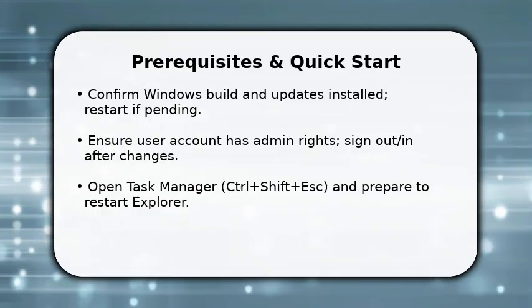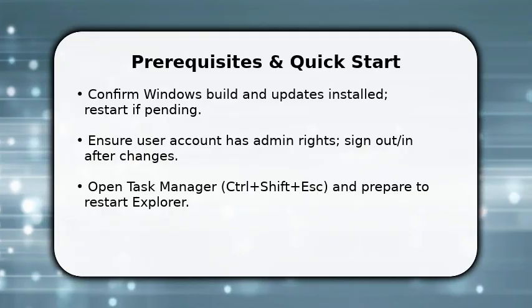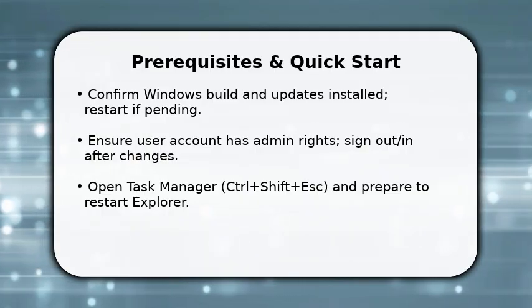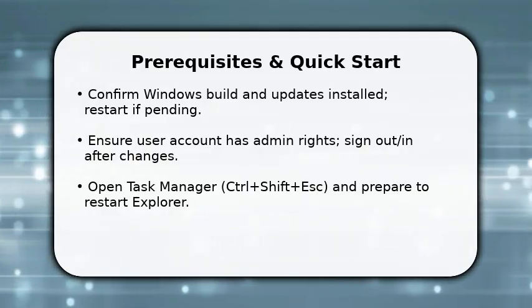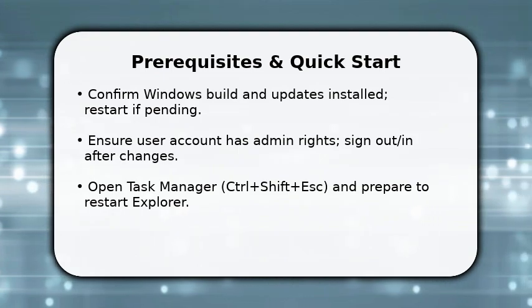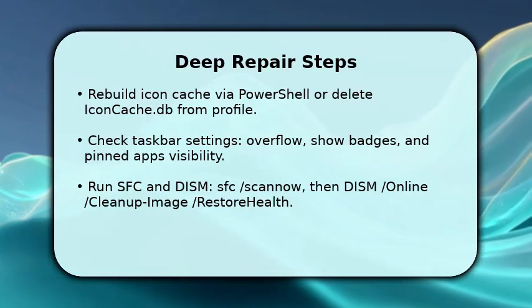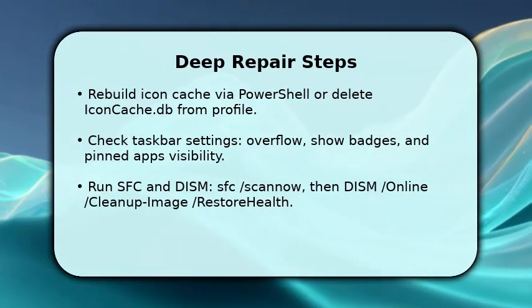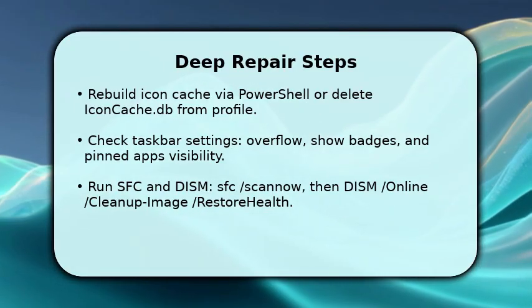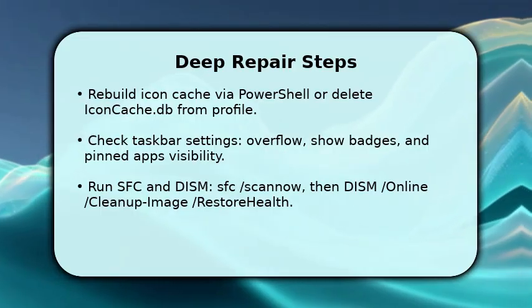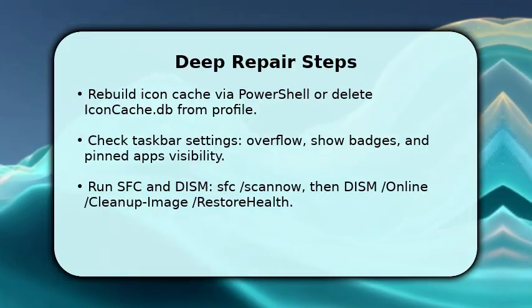If Explorer isn't visible, use File, Run New Task, type explorer.exe and run. Make sure to observe whether icons reappear before continuing to deeper fixes. Next, perform deeper repairs that address persistent issues. Rebuild the icon cache. Close Explorer, delete icon cache files in AppData Roaming and Local, then restart Explorer.